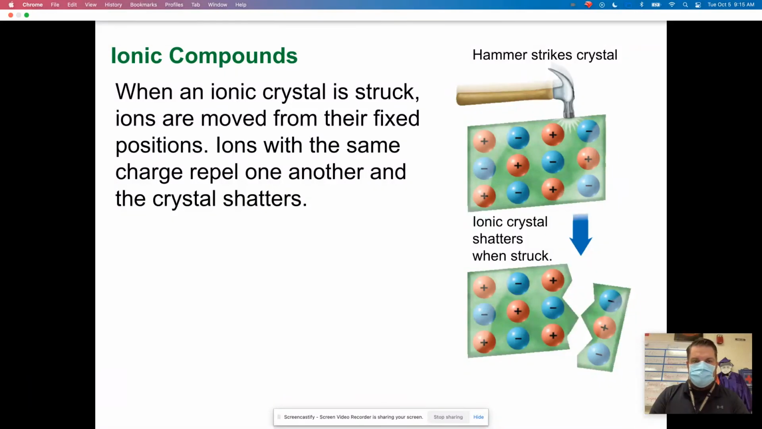An ionic crystal, if it's struck, the ions are in a fixed position, but you can break the bond. So this positive ion is attracted to this negative ion, which is attracted to this one and this one. If I give it enough energy, and this would be kinetic energy, the hammer will hit these ions and it'll break apart.